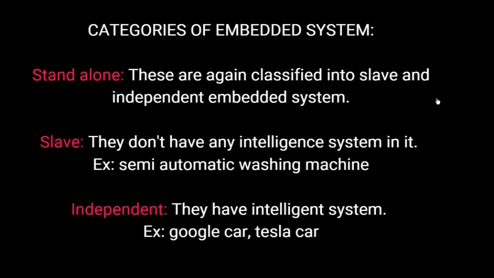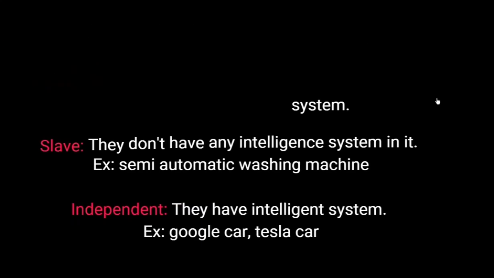So what are the various categories of embedded systems? They are standalone, which is again classified into slave and independent embedded systems. So what is the slave? They don't have any intelligent system in them, like for example, a semi-automatic washing machine. And then the independent system, where they are intelligent systems, like for example, the well-famous Tesla car and the Google car. Moving on.